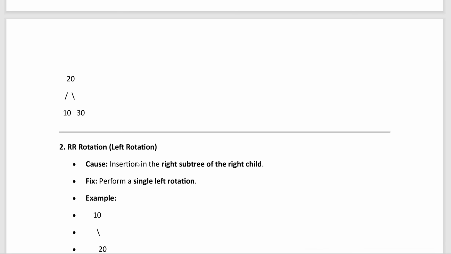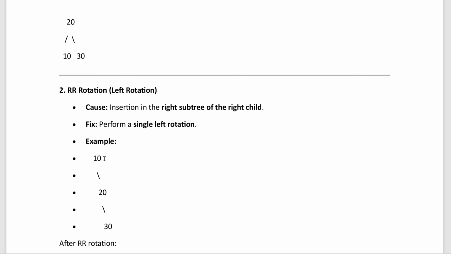Similarly, the second rotation is known as RR rotation or left rotation. What is the cause of this rotation? Insertion in the right subtree of the right child. For example, first element is 10 and next we want to add 20. Because 20 is greater than 10, 20 will be added to the right of 10. Then we are adding another element, the next node 30. 30 is again greater than 20, so we will add 30 to the right of 20.